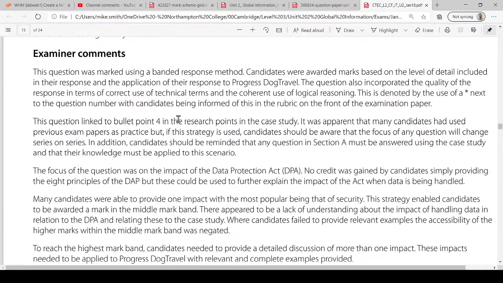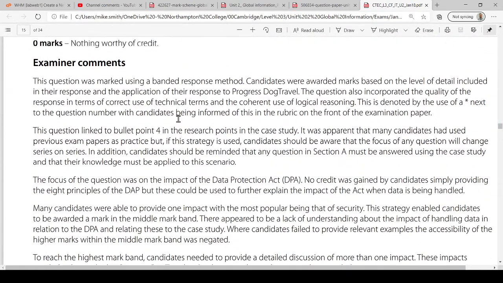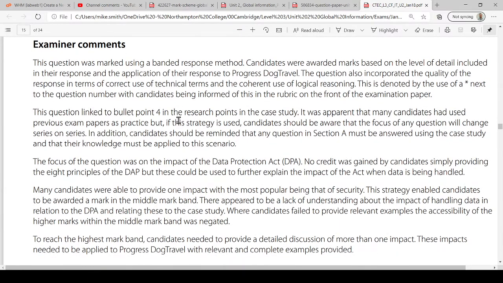Okay, so if we look down and just quickly see what the examiner is saying for this particular question. Candidates were awarded marks based on the level of detail, the application of their response to the case study, the quality of the response in terms of use of technical IT computing related language, and that it is logical, it's reasoned, it's not just thrown together unstructured ideas that you just suddenly had.